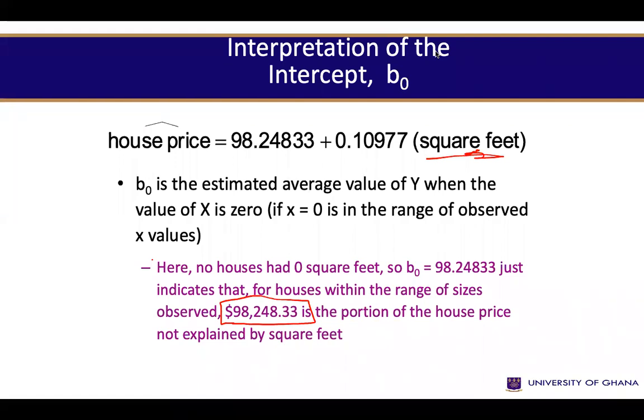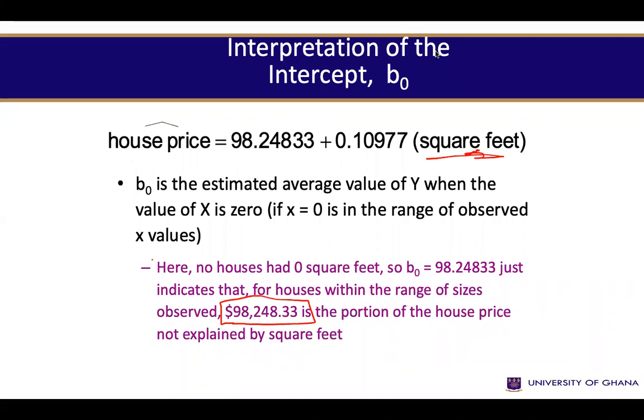It also tells you that that's the portion of the house price that is not really explained by the size of the house, and is the portion of the price that can be attributable to other factors such as the location or any other factor that has not been accounted for in the model. So it doesn't necessarily mean that if there is no size, like we can't have a house without a size. Sometimes with the interpretive value you have to be very careful.